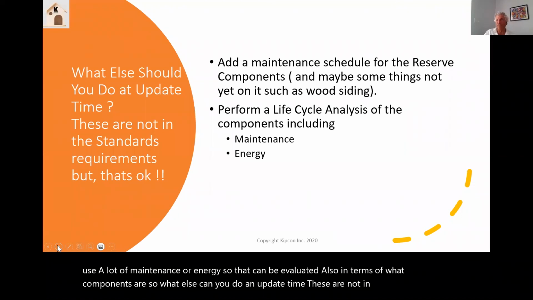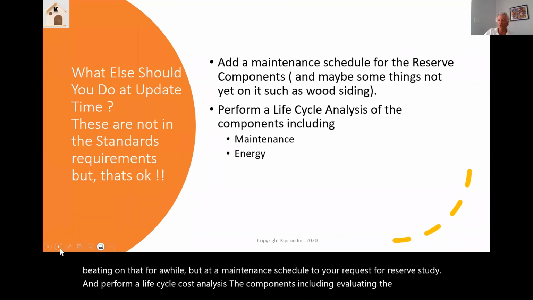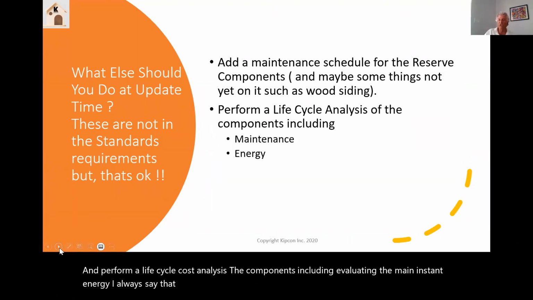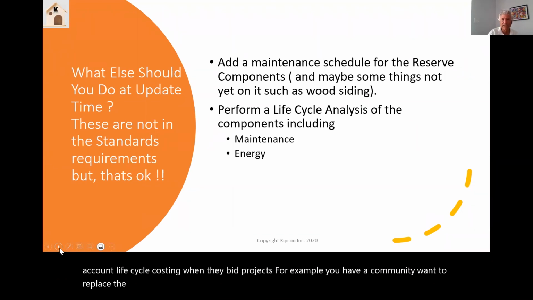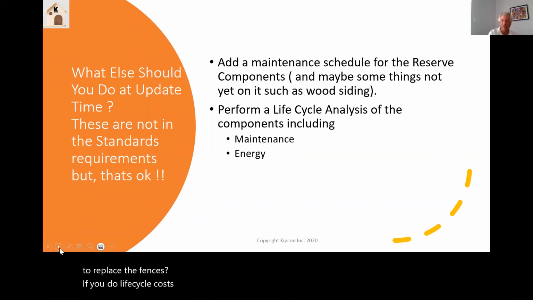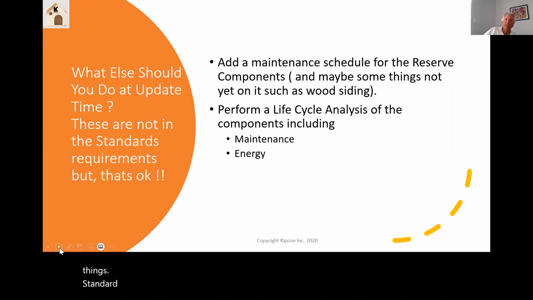I've beaten on that for a while, but add a maintenance schedule to your request for a reserve study and perform a life cycle cost analysis of the components, including evaluating the maintenance and energy. I'm a pretty firm believer that if people take into account life cycle costing when they bid projects, for example, you have a community, you want to replace the fences. If you do life cycle costs for the fence and look at vinyl as opposed to wood, in most cases, the decision of what you're going to replace it with will change when you start looking at these things. Standard reserve study does not look at it. Standard way of bidding projects a lot of time doesn't look at it. So look at these things.